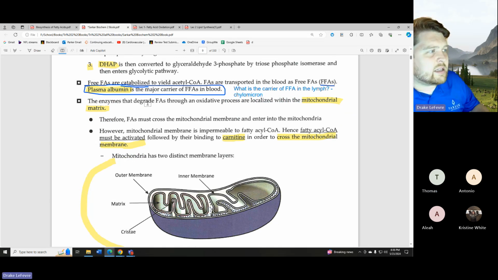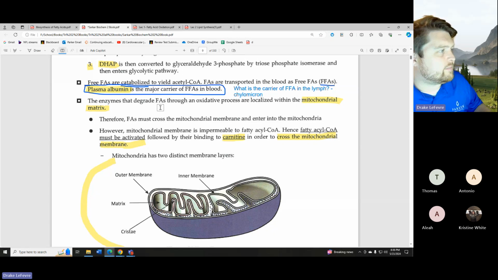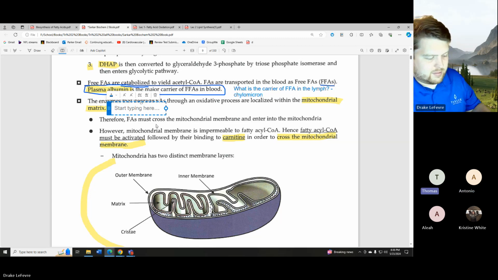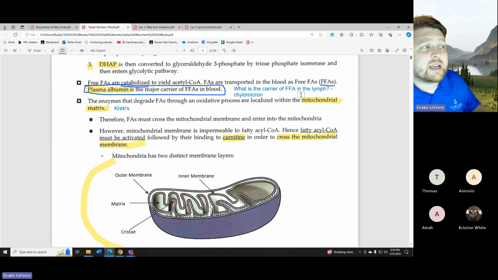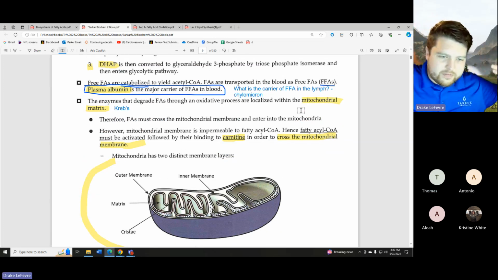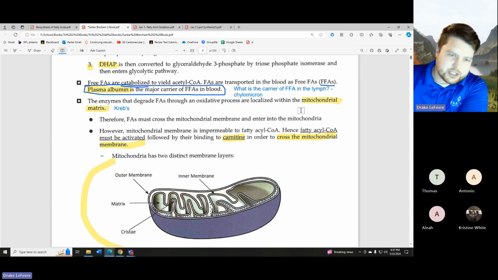So the enzymes that degrade the fatty acids through an oxidative process are localized within the mitochondrial matrix. What else occurs in the mitochondrial matrix that's super important about energy production? The electron transport chain? That's within that inner membrane. We also have that Krebs cycle on the inside. So yeah, both of those guys. So this makes sense. If we think about it, the whole point of breaking down fatty acids is to give us energy.